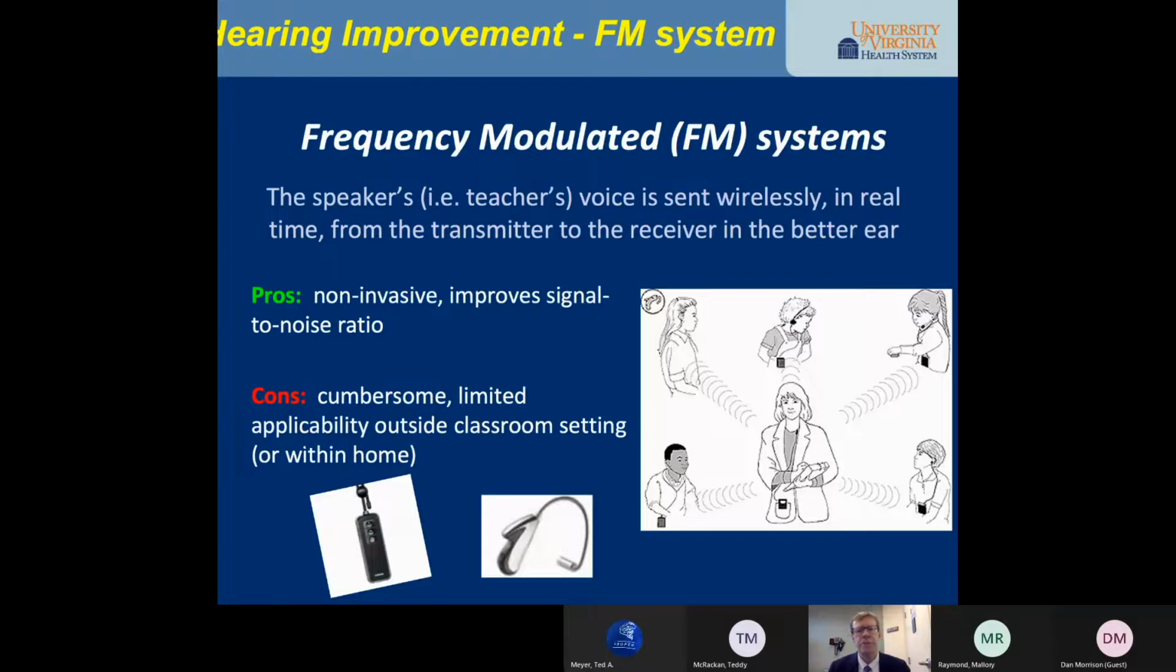So FM systems are where the speaker's voice or the teacher's voice is sent wirelessly in real time from the transmitter to the receiver in the better hearing ear. So it's worn in the better hearing ear for children in the classroom. It's non-invasive.